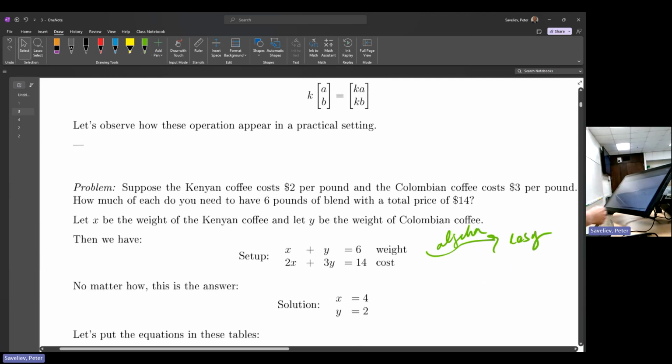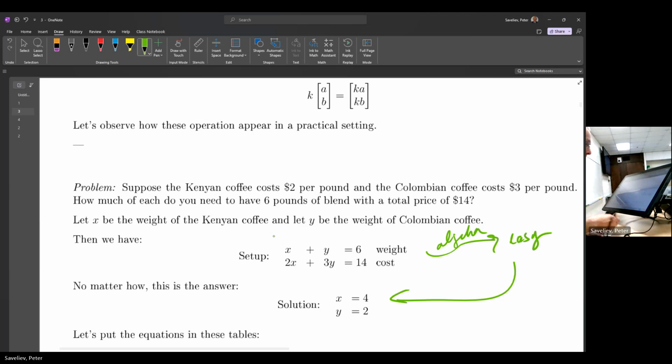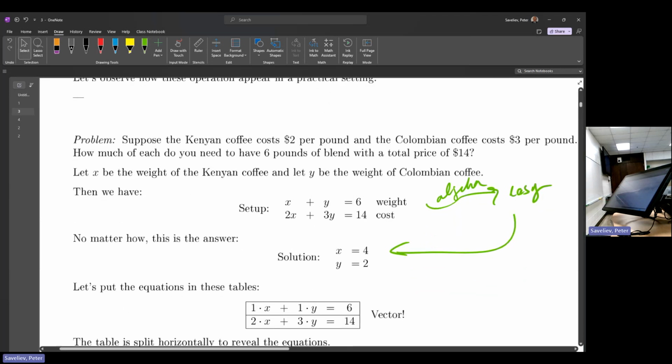Okay, so doesn't matter how we did it, we may have guessed, but nonetheless, the answer is 4 and 2. So that's easy to do within middle school. Within middle school, you pretty much can do this problem. Okay, but we're not going there.